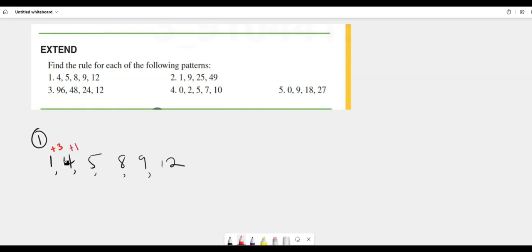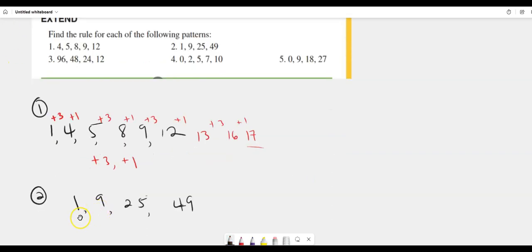Then between 5 and 8, that's a plus 3. 8 and 9 are plus 1. 9 and 12, that's another plus 3. So it appears to be plus 3 plus 1. So if we were to continue this, it would be a plus 1. That would give you 13. Then a plus 3, that would give you 16. Then a plus 1, that would give you 17, and so on. So the rule for number 1 appears to be plus 3, then plus 1.